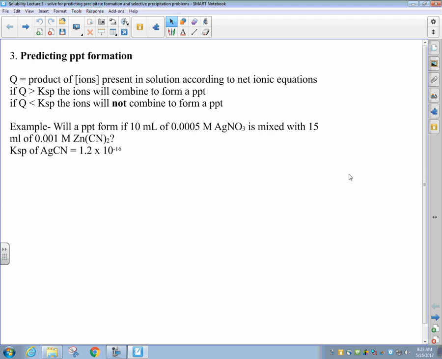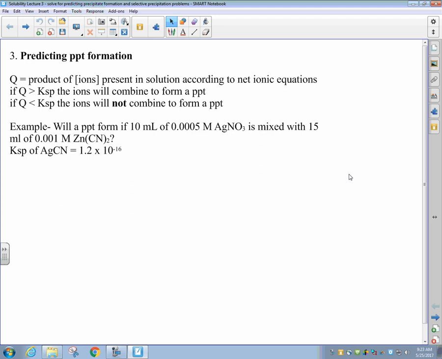If we're above KSP, then we have the correct amount of ions so that the ions will collide together and form precipitate. If Q is less than KSP, we do not have sufficient numbers of ions in our solution to form that precipitate. So our sample problem, we're going to mix silver nitrate with zinc cyanide and determine whether or not a precipitate will form.